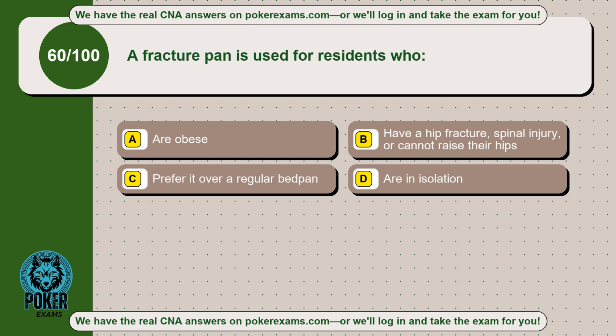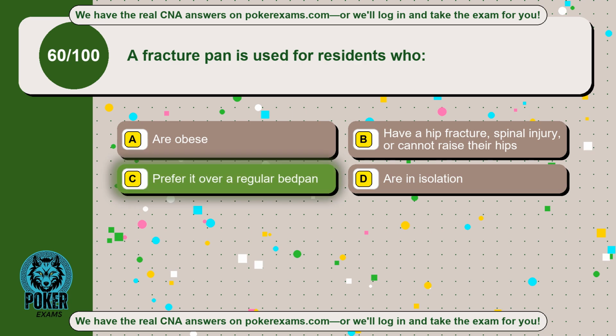Question 60. A fracture pan is used for residents who: Option A. Are obese. Option B. Have a hip fracture, spinal injury, or cannot raise their hips. Option C. Prefer it over a regular bedpan. Option D. Are in isolation. The correct answer is option C.